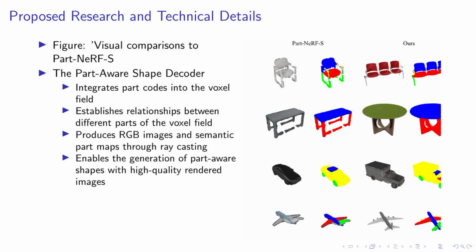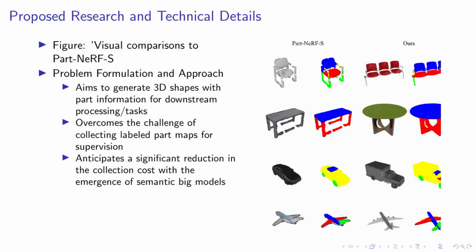In essence, our method combines the power of a latent 3D diffusion model with a part-aware shape decoder to generate high-resolution, part-aware neural voxel fields. This innovative approach allows us to achieve superior results in terms of geometric detail and image quality. Moving on to our proposed research and technical details, let's take a closer look at the problem we're addressing and our unique approach.